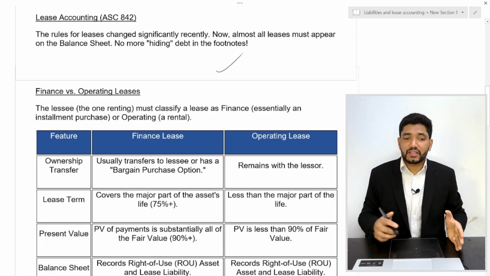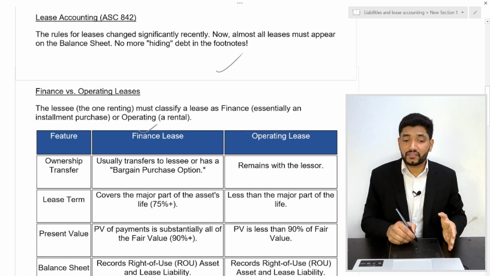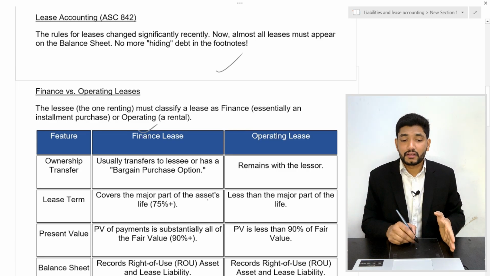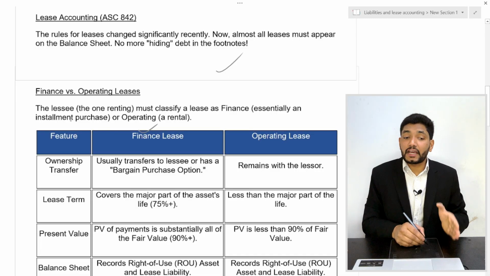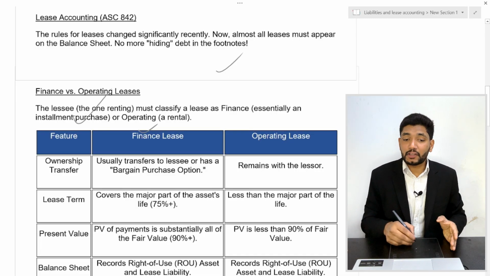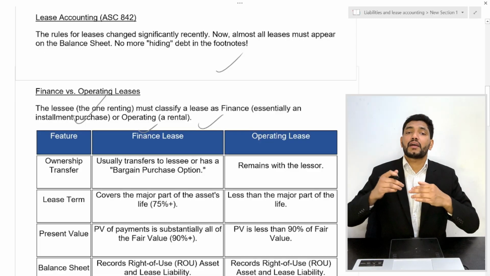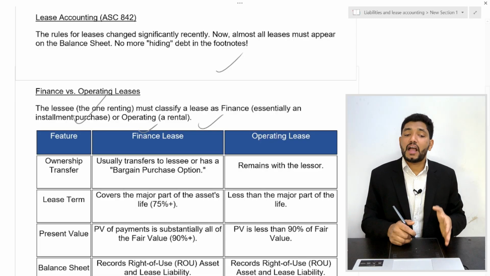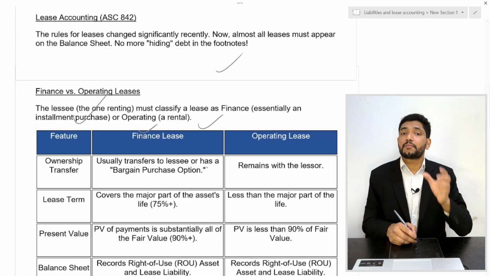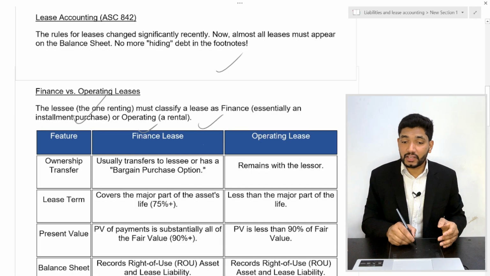So, there are two types of lease, finance lease and operating lease. Finance lease means it's a type of installment purchase, and the operating lease is a pure rental. So, let us look into the differences between the operating lease and finance lease.